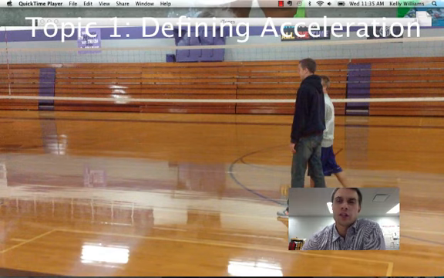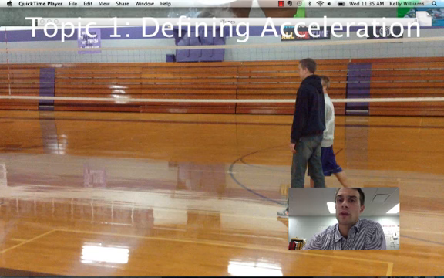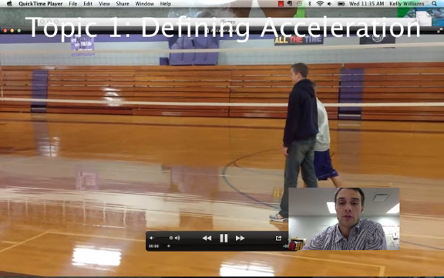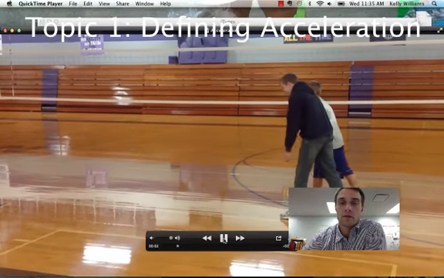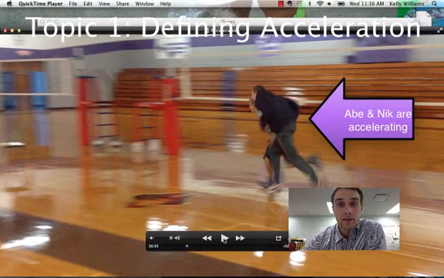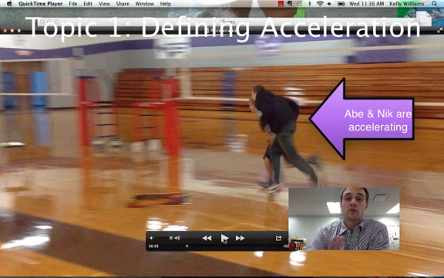Okay. Let's take a look at this video one more time in this race between Abe and Nick, and let's note when we are seeing changes in acceleration. So they're both going to start off. Marks, set, go. Right away, we are going in a set direction, but our speed is changing. So initially from the starting point, these two are accelerating.